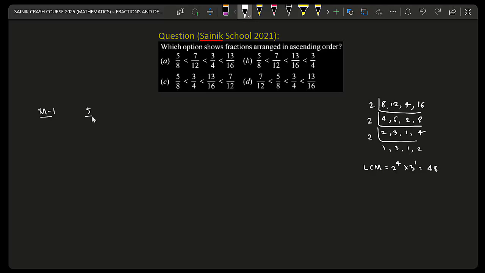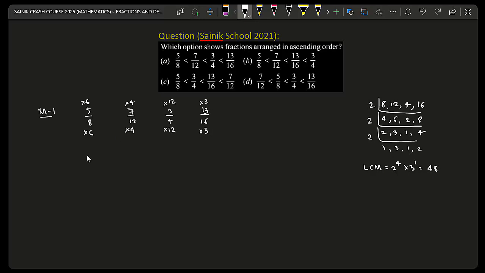Let's take all the fractions from option A: 5 by 8, 7 by 12, 3 by 4, and 13 by 16. I want to make all the denominators to LCM 48. How can you make this 8 as 48? Into 6. 8 into 6, so numerator also into 6. Multiply numerator and denominator by the same number. And how can you make 12 as 48? Into 4, and 7 into 4. How can you make 4 into 48? 4 into 12, and 3 into 12. How can I make 16 as 48? 16 into 3, and 13 into 3.